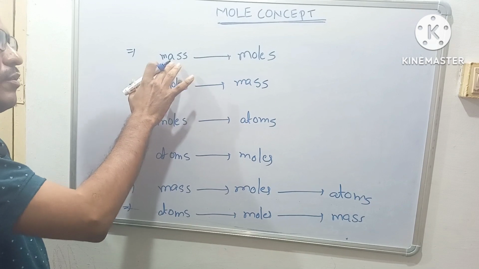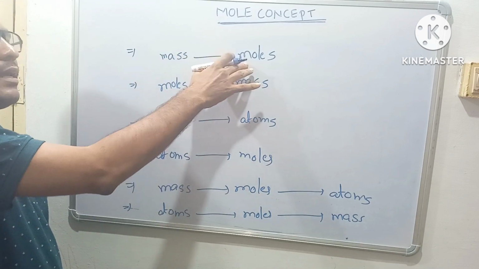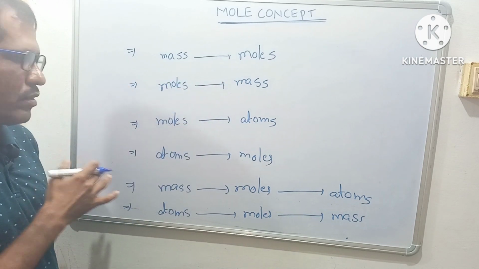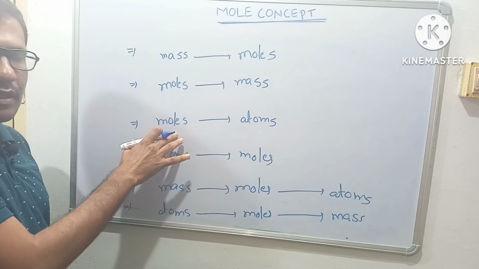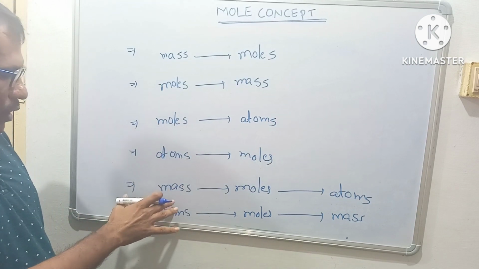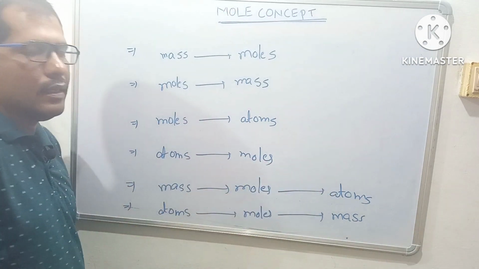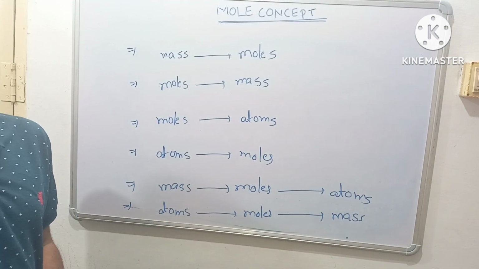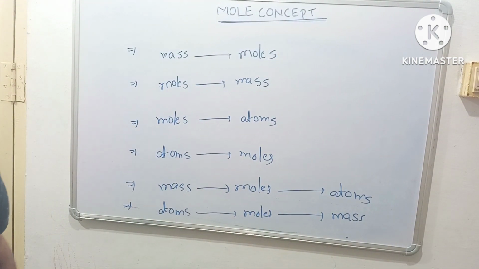So if you know the mass, he will give the mass and ask you to calculate the moles. Or else he will give the moles and ask you to calculate the mass. He will give the moles and ask you to calculate the number of atoms. Or he will give the mass and ask you to calculate the number of atoms. So if you master this, you can solve any problem in stoichiometry.